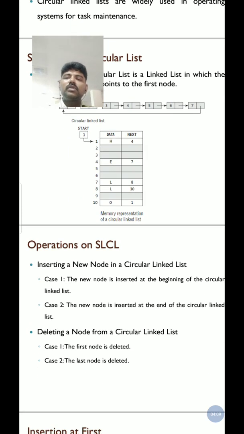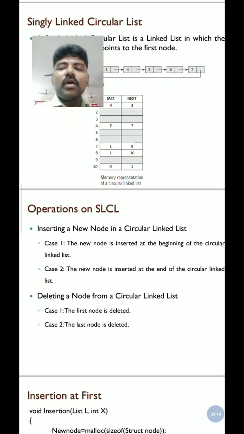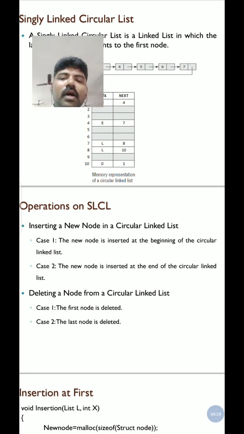Next, whenever we discuss a list, the operations obviously come up. So what operations can you perform on the circular linked list? Usually in a circular linked list we can perform two operations: one is insertion, another is deletion. Insertion also has two cases: insertion at the beginning or insertion at the end of the circular linked list.